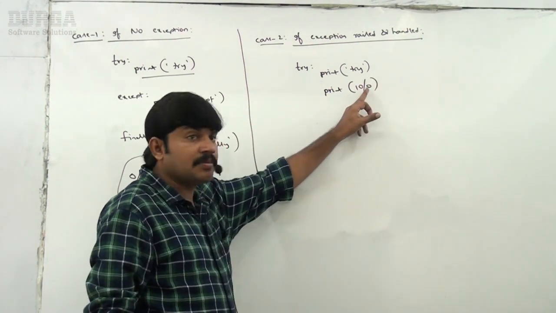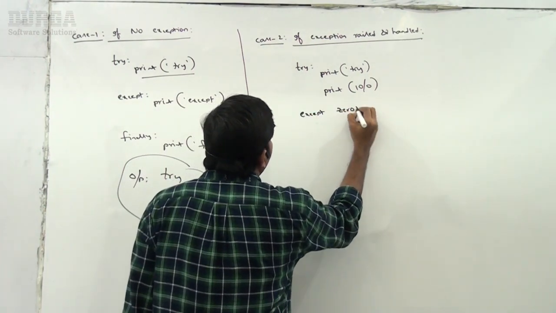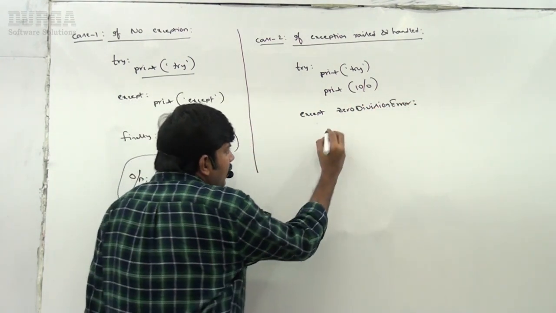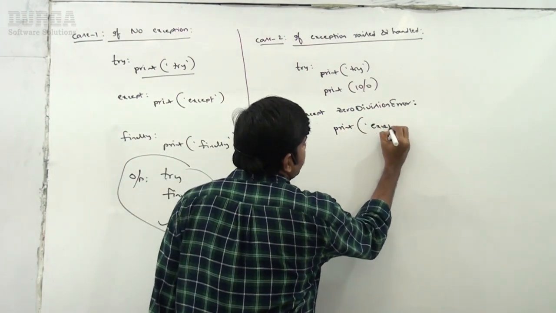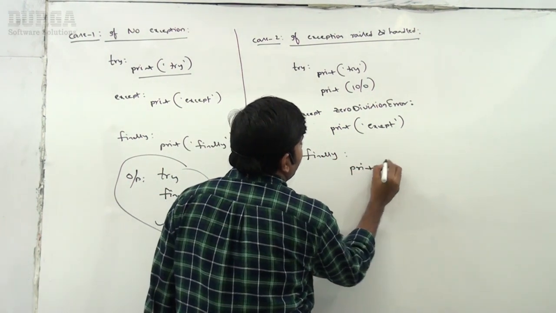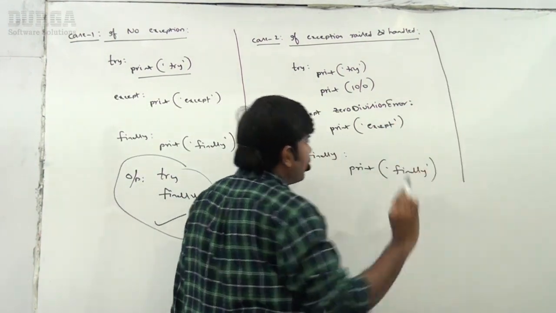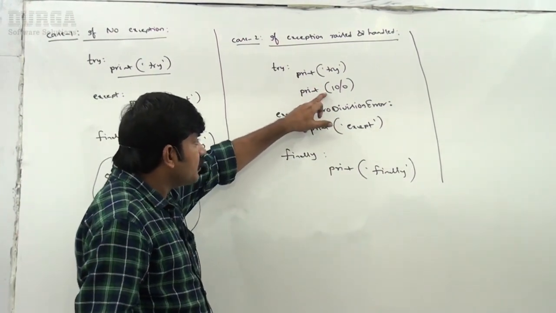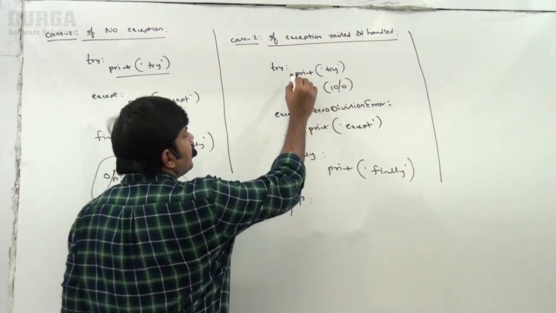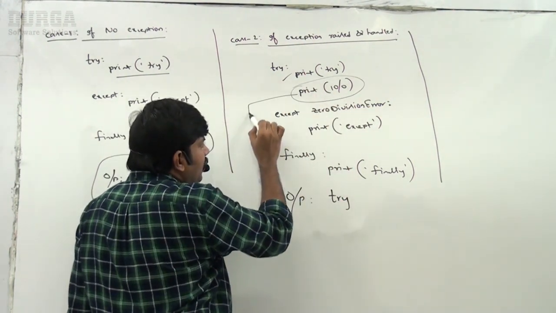An exception got raised. ZeroDivisionError is going to come. Now except ZeroDivisionError, print of except block. Next, finally, print of finally. Can you please confirm what output we are going to get? Very simple. If an exception is raised but handled, the corresponding except block is available. What is the flow? Here try will be printed. Here an exception got raised. Immediately the control goes to the except block.